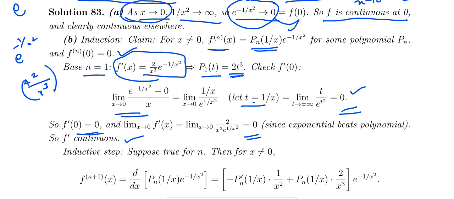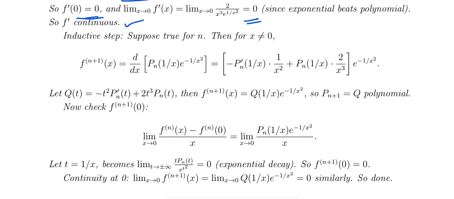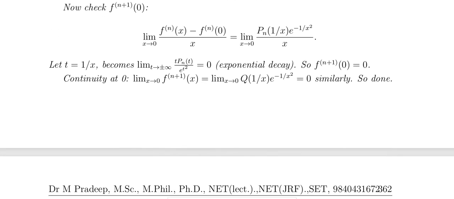And f dash is continuous. From this, what is the conclusion? The derivative is continuous. So we can find out for the nth derivative, that is the n plus 1th derivative. Skip it.